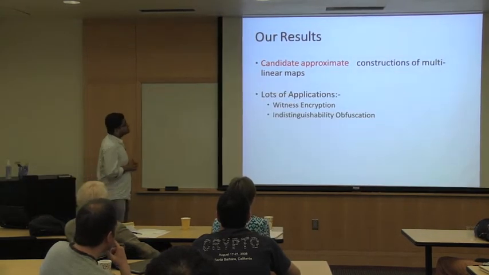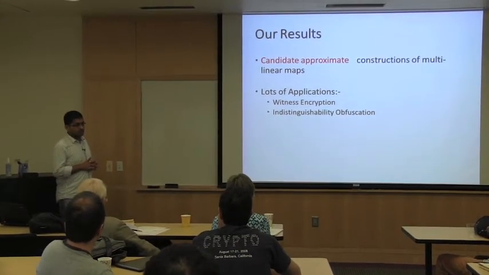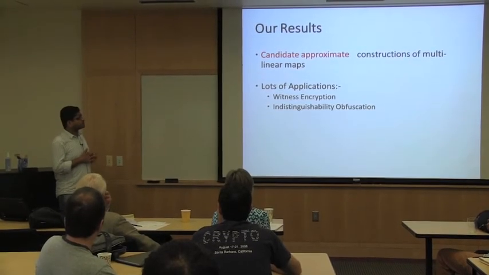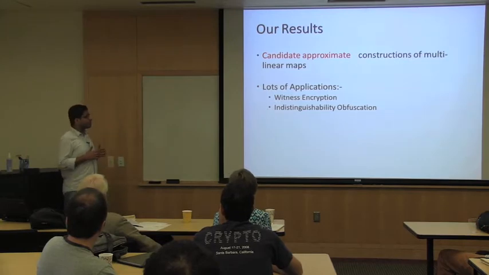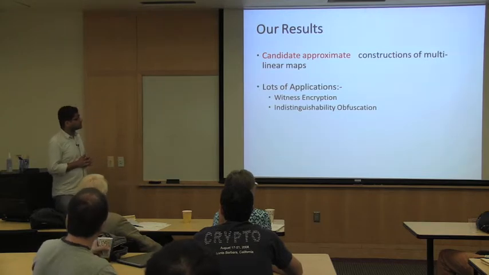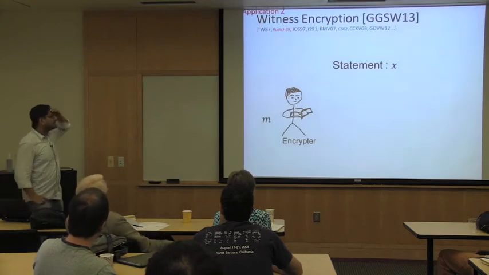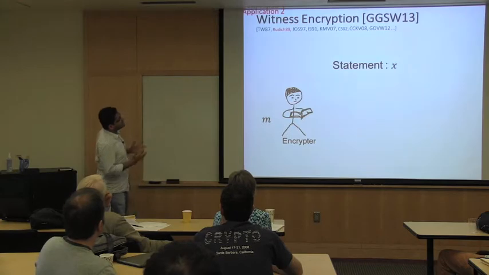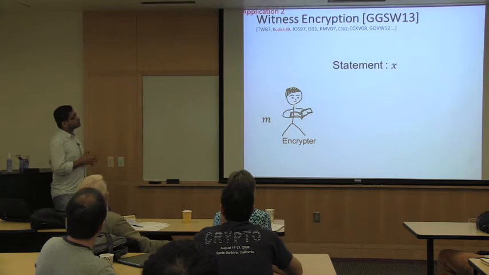I'll get to defining what it is. There are lots of applications that you can get out of multilinear maps. I'm going to give 2 applications. One is witness encryption, and the other is indistinguishability obfuscation. These, in my eyes, are the representative applications of what we can reach in terms of cryptography using these tools. So I'll start with witness encryption. The idea is simple. Think of an encryptor. He has this message M. He has this statement X in the sky, and he wants to encrypt this message M corresponding to this statement.